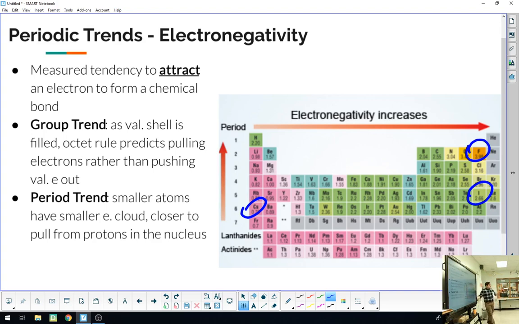Can we agree fluorine and iodine both have 7 valence electrons? They got a 7 right at the top. They both want to form a -1 charge. But why does fluorine want it more than iodine?